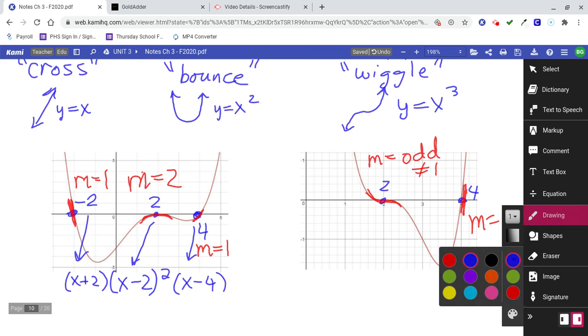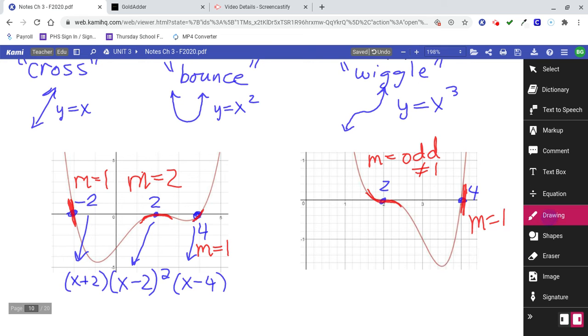So if you had to factor it, this thing might look like x minus 2 to the third power and x minus 4 to the first power, like that. But again, I don't really know if that's a 3 or a 5. I don't know that odd one exactly. I just know it's odd but not 1.